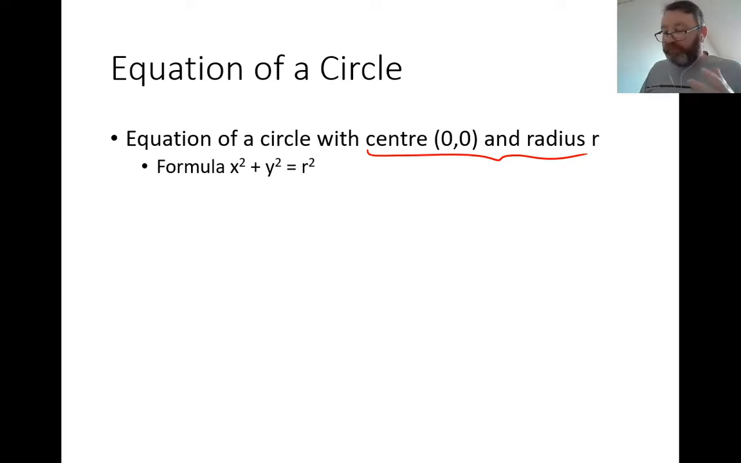Okay, so that's the first one. If a circle has its center at 0, 0, radius r, the equation will always be x squared plus y squared equals r squared. Now, next question is most logical.